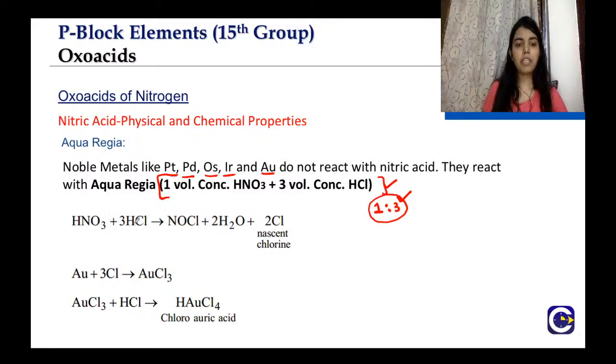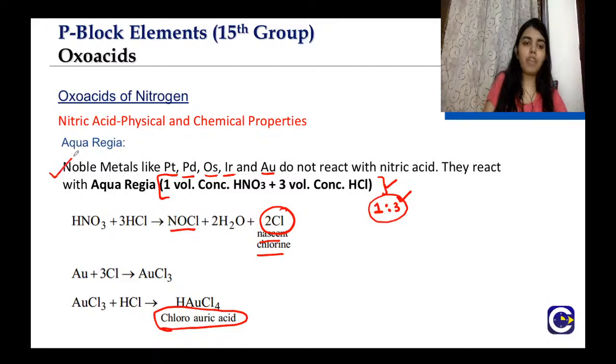So, HNO3 plus 3 HCl will give you NOCl and 2 nascent chlorine. Nascent chlorine means chlorine in its elemental form, basically. Now, gold reacts with this nascent chlorine to form auric chloride. Now, this reacts with HCl to form chloroauric acid. So, this is how gold reacts with aqua regia. This is very important. You have to remember these reactions also.